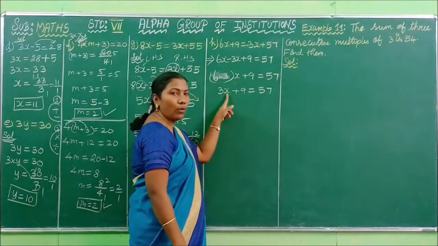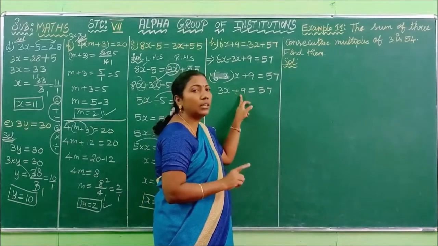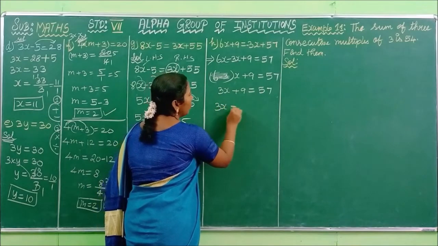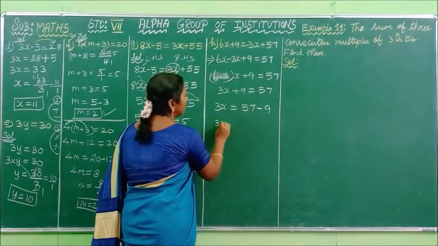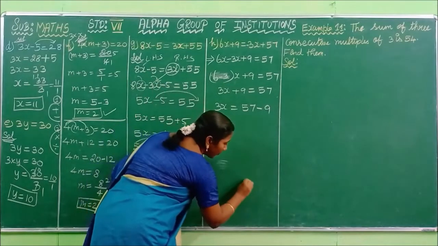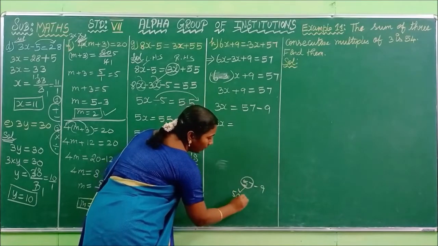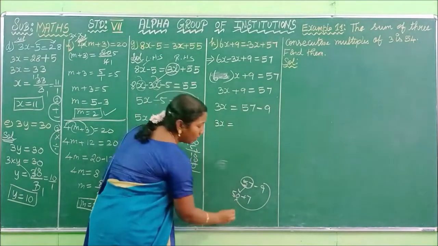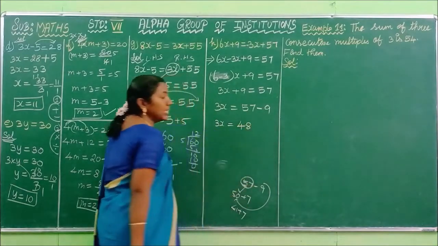In order to find the value of x, we have to send all the terms along with x. So first step, you have to send the terms which are in addition and subtraction. So you have to send the 9 to that side. So 3x equal to 57 minus 9. So 57 minus 9, what is your answer? How do you subtract? Suppose if your question is like this, 57 minus 9, first you separate the 57 as 50 plus 7. And then you subtract the 9 from 50. What is your answer? 41. And then add the 7 with 41. What is your answer? 48. So your answer is 48.